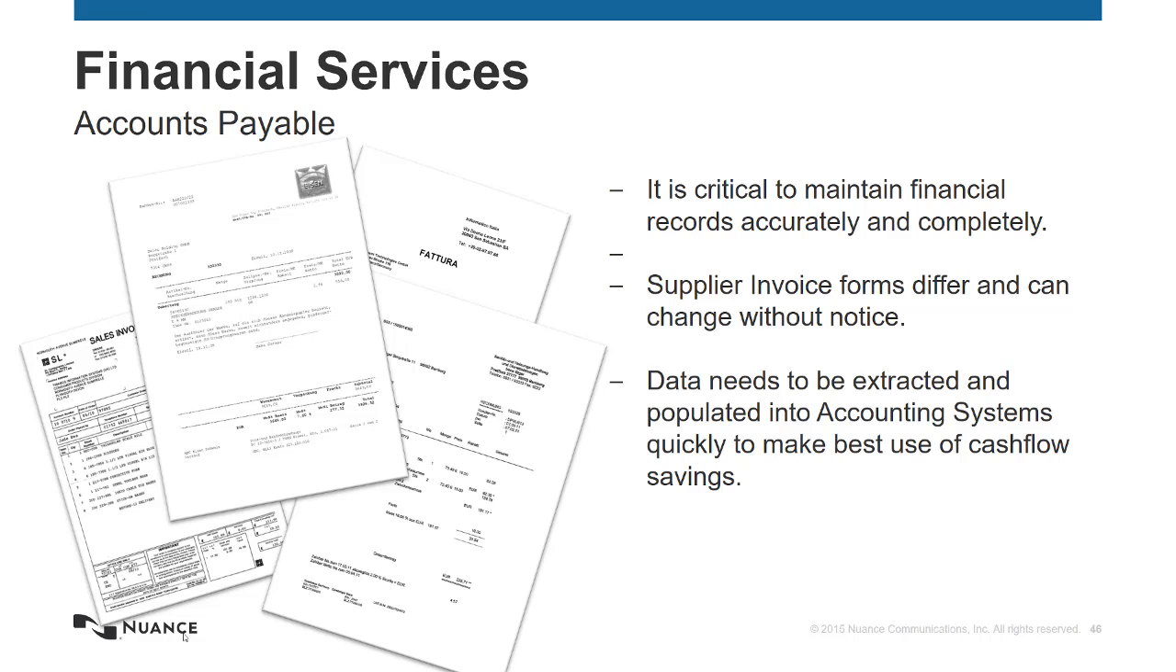So obviously financial services accounts payable is the big element that we've looked at. It's critical for financial records to be accurate and complete. Supplier invoice forms differ and can change without notice, and data needs to be extracted and populated into accounting systems quickly to make best possible use of cash flow savings, and to make them efficient and know what the cash flow is.